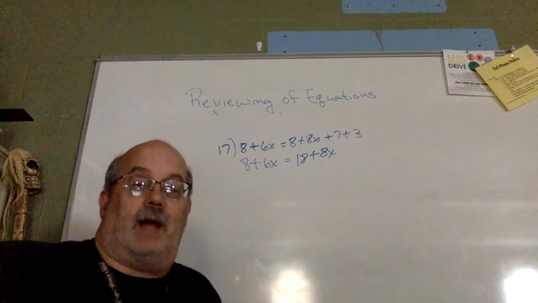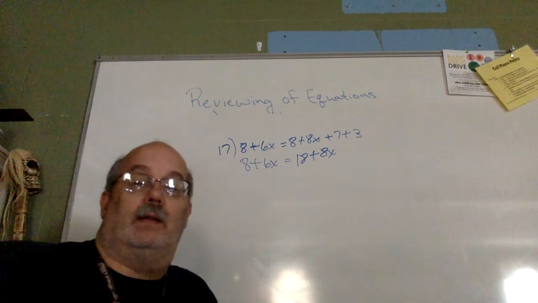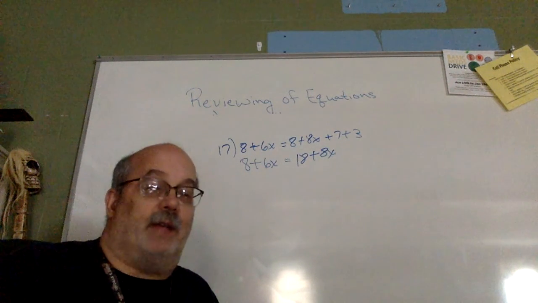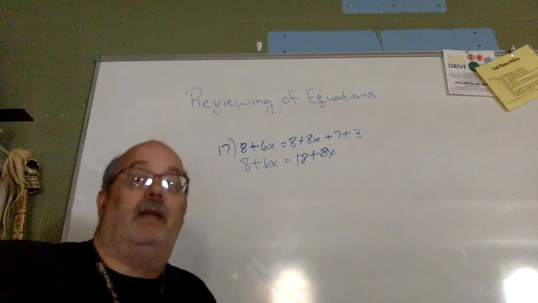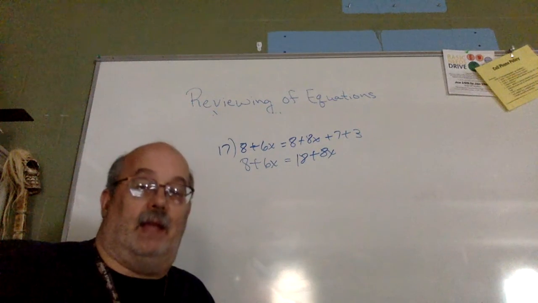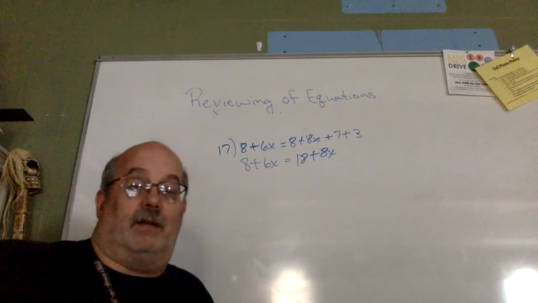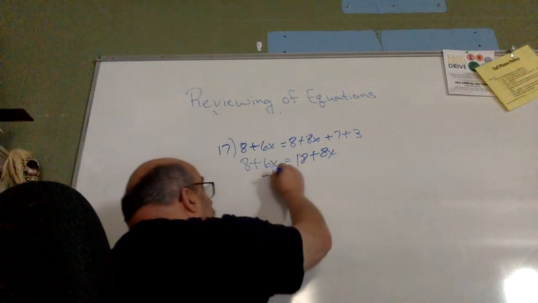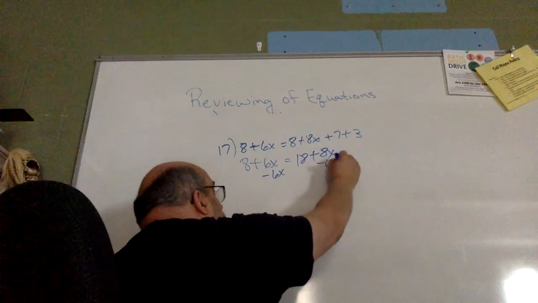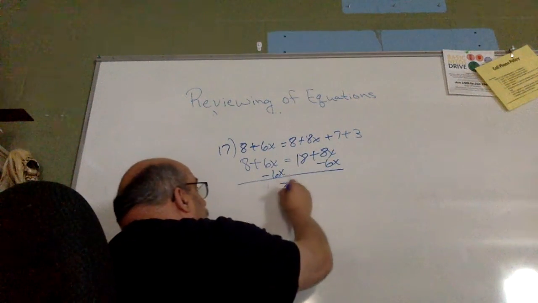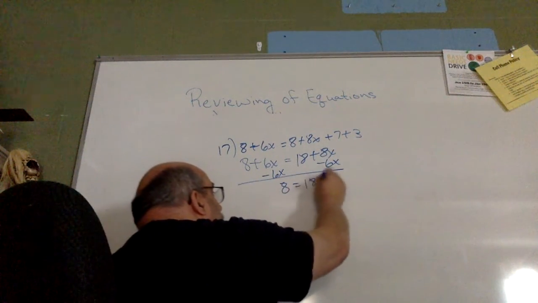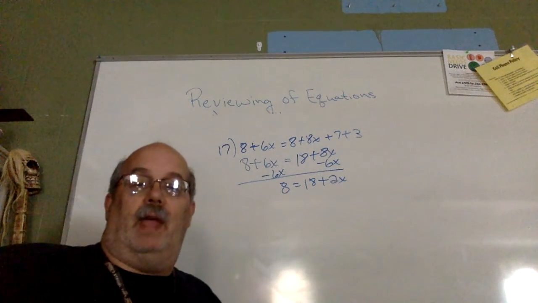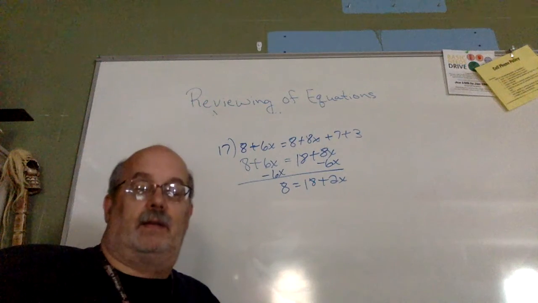We're going to add or subtract. So we're going to get the variables together. So I always ask, which is larger, 8x or 6x? The answer is 8x, because 8 is larger than 6. So we're going to subtract 6x. This leaves us with 8 is equal to 18 plus 2x.